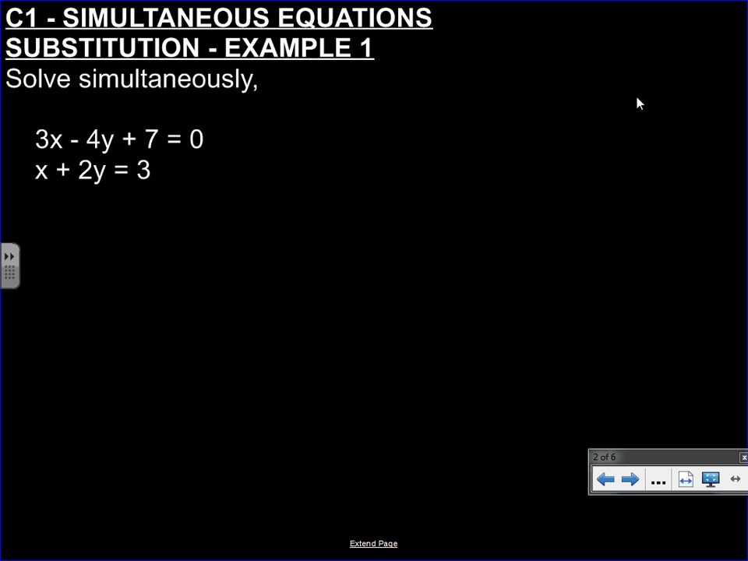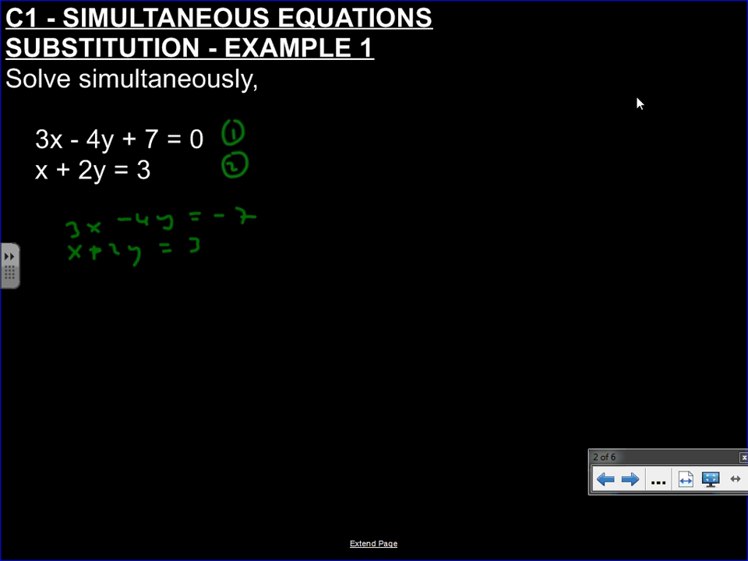Okay, so here we've got two equations, 1 and 2. And these aren't in the normal fashion that you would see them in. Normally, for GCSE, you would rearrange these, wouldn't you? You'd have 3x minus 4y equals minus 7, and you would have x plus 2y equals 3, and you would use what's called elimination.